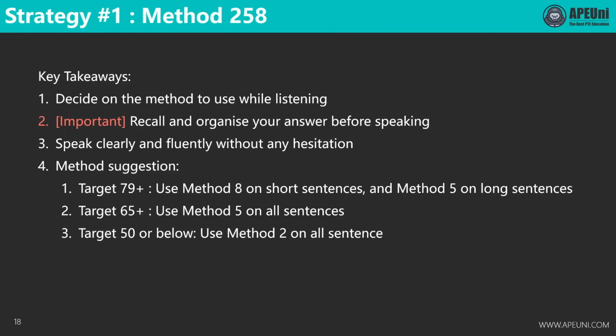If you're targeting 79 or above, you're recommended to use method 8 on short sentences and method 5 on long sentences. But if you see a question that's really difficult and you're only able to use method 2, don't push yourself to use method 5 in the exam, because always remember that you cannot give up on pronunciation or fluency. If out of 10 repeat sentence questions, you only used method 2 on 1 or 2 questions, and the rest you're using mostly method 8 and 5, it's still possible for you to get 79 or above.